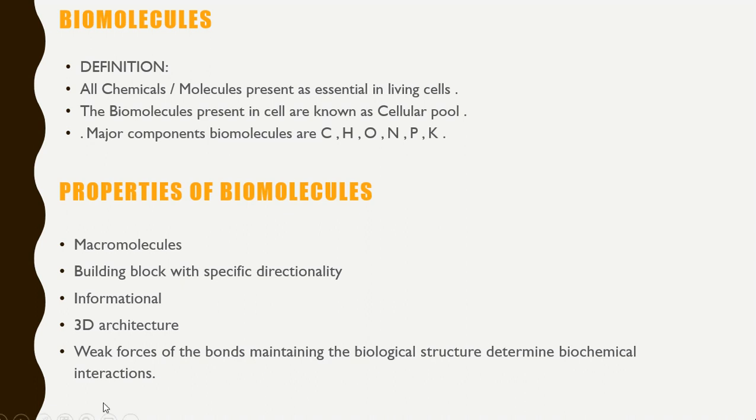Now coming to the properties of biomolecules. What is the first property? These biomolecules are macromolecules, that means they are large in size. Proteins, for example, are polymers of amino acids, so we call them macromolecules. Then they have building blocks with a specific directionality, some sort of polarity from one direction to the other. And they are informational and possess a characteristic three-dimensional architecture. Take the nucleic acids, where our genetic information is stored, and they also have a 3D architecture.